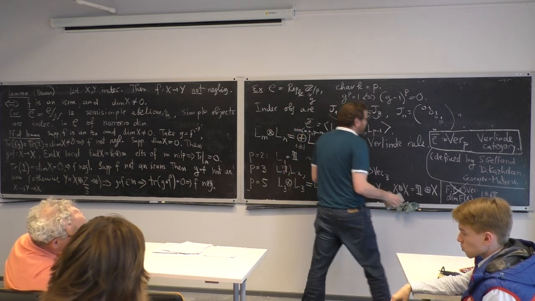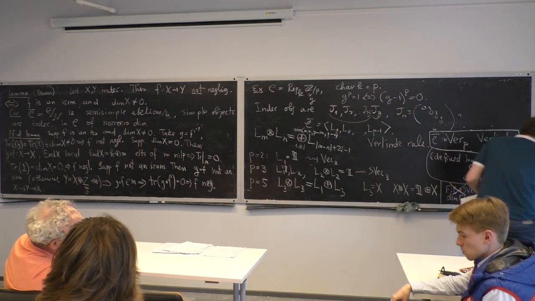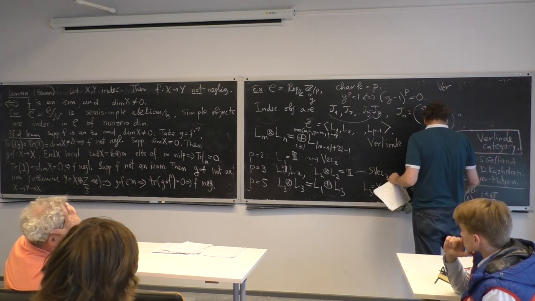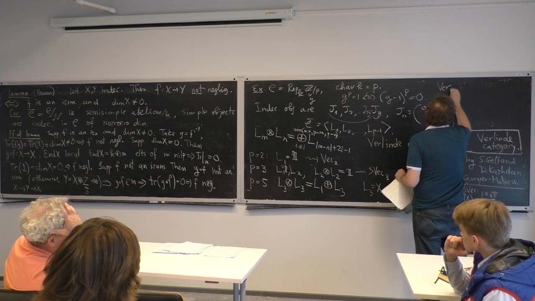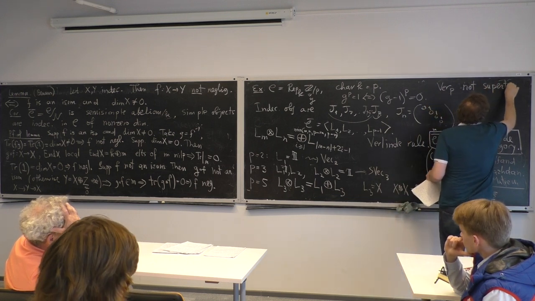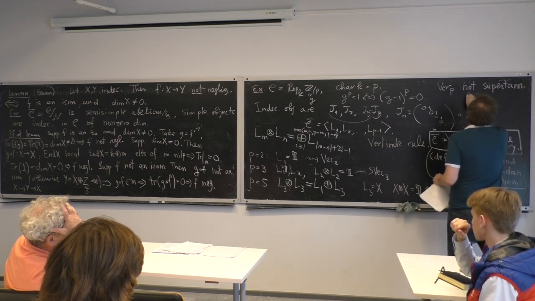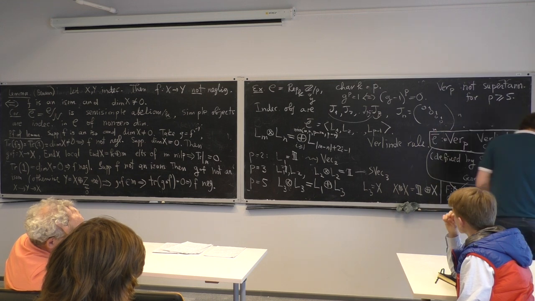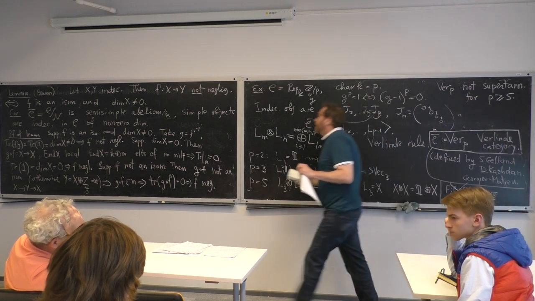So this is not super Tannakian, starting from p equals 5. You can do the same calculation for p greater than 5. So Ver_p is not super Tannakian for p at least 5. And so what is the structure of this category?